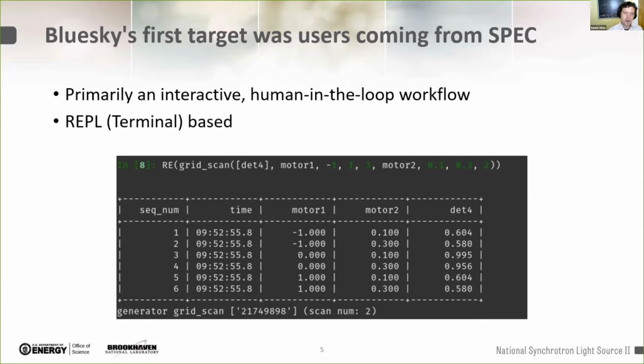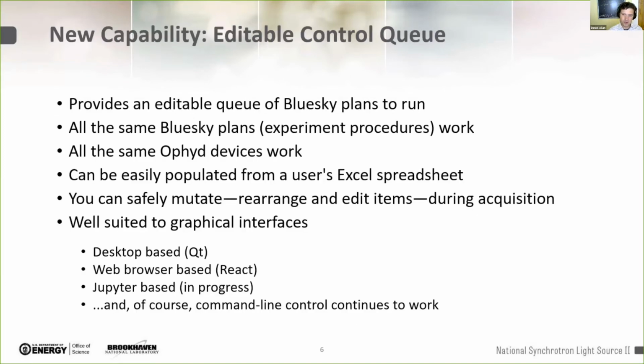But a fundamentally different way of working is with a queue. Sort of imagine a spreadsheet of tasks to be done, but one that you can edit while data acquisition is happening, moving rows around, changing configurations, adding things. This editable queue is a new way of interacting with Bluesky, with scan orchestration. At least in Bluesky's world, this is new.